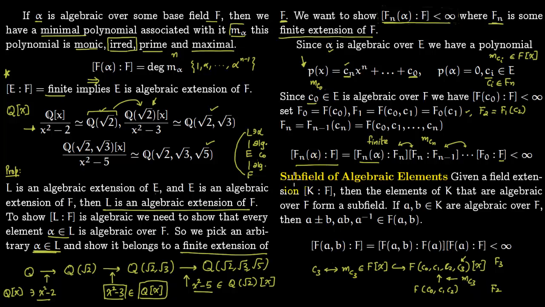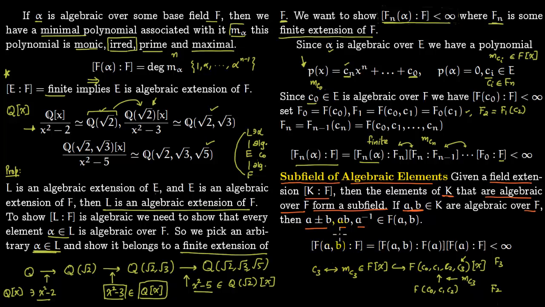Similar ideas apply here, and you can construct a subfield of algebraic elements. Say you're given a field extension K over F. Then the elements of K which are algebraic over F form a subfield. To see that, say you have two elements a and b in K, and both a and b are algebraic over F. Then a plus minus b, ab, a inverse, they all lie in this field F adjoined with a and b.